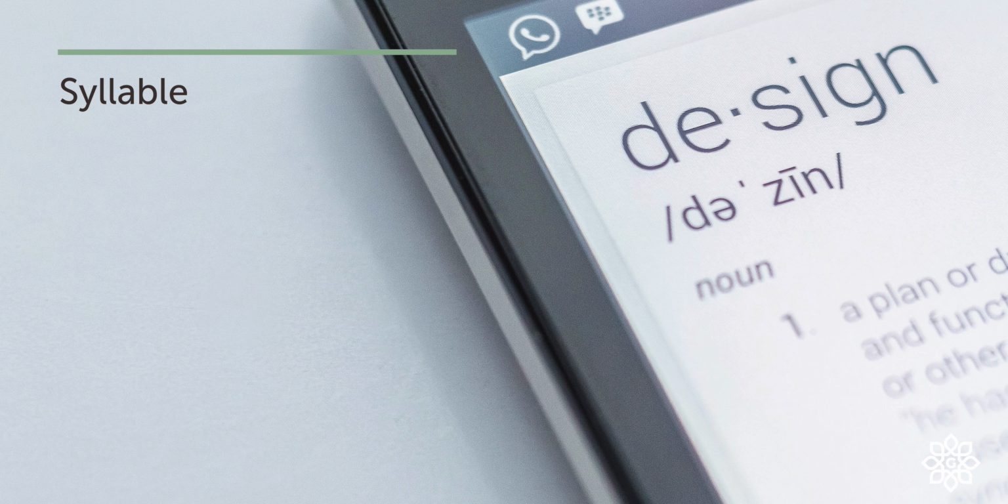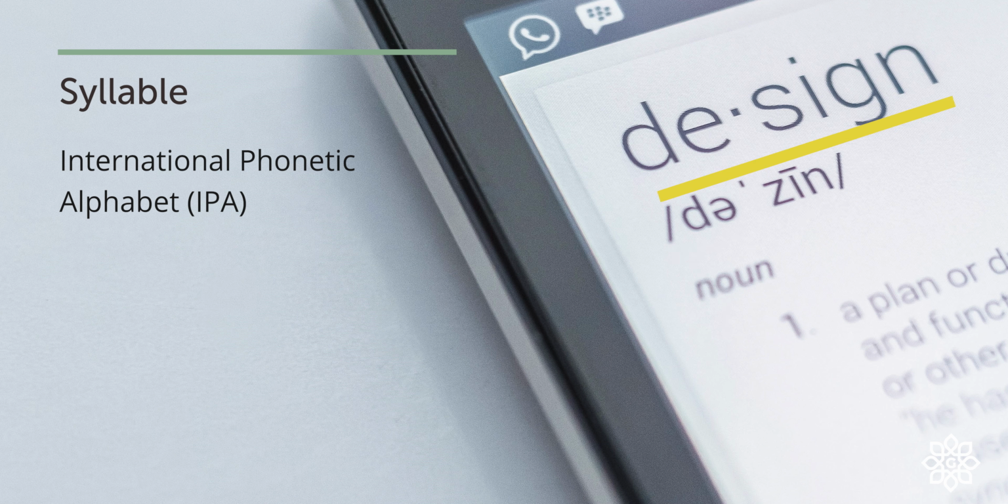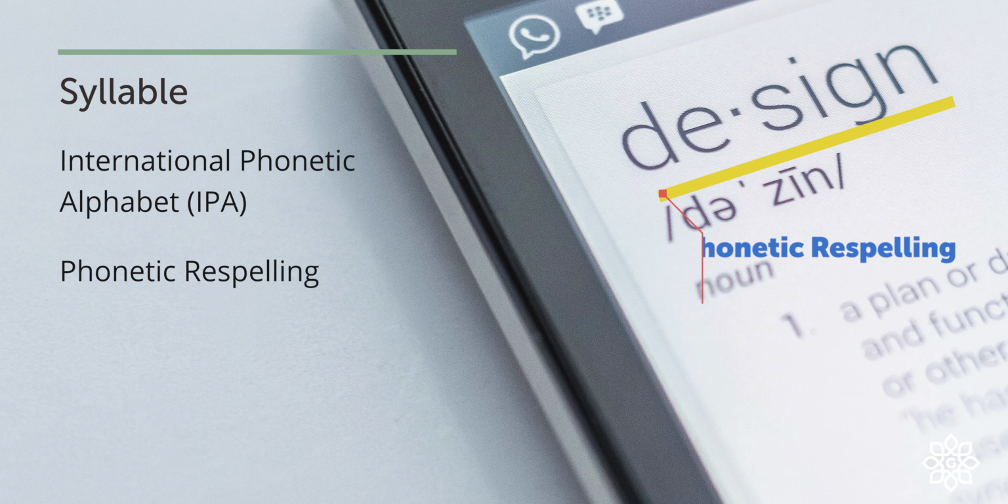Whenever you search for a word meaning in a dictionary, beside that word you will find a group of letters with symbols. This is called International Phonetic Alphabet, or in short, IPA. Or you will find one or more letters separated by a hyphen. This is called phonetic respelling. Both IPA and phonetic respelling tell us how to pronounce a word.